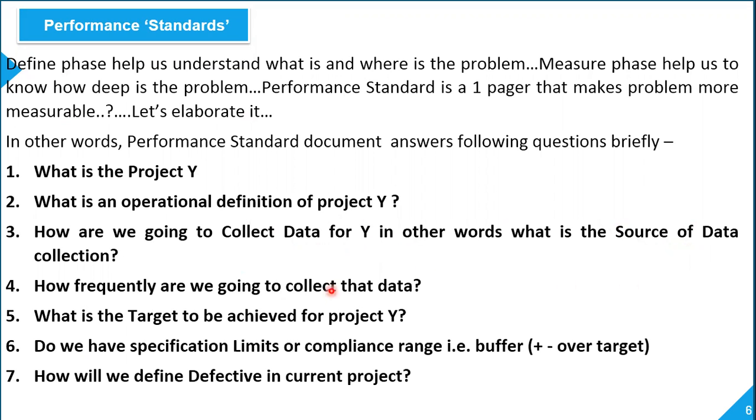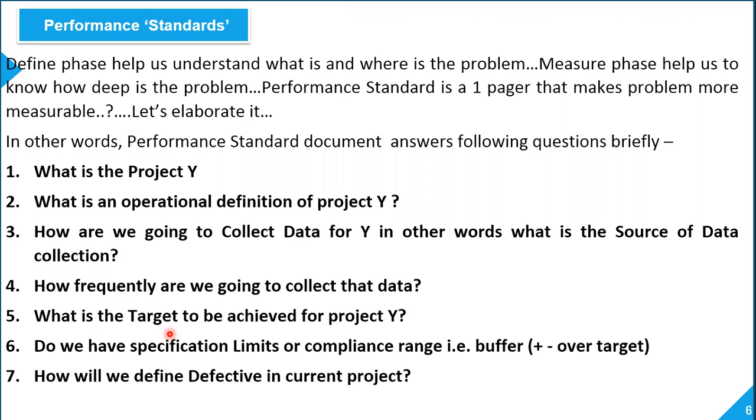Fourth question: how frequently are we going to collect that data? So the frequency of data collection is the question we get an answer to from the performance standard document. Fifth question is: what is the target to be achieved for project Y? What is the target we normally say, or maybe a client normally says, for project Y?